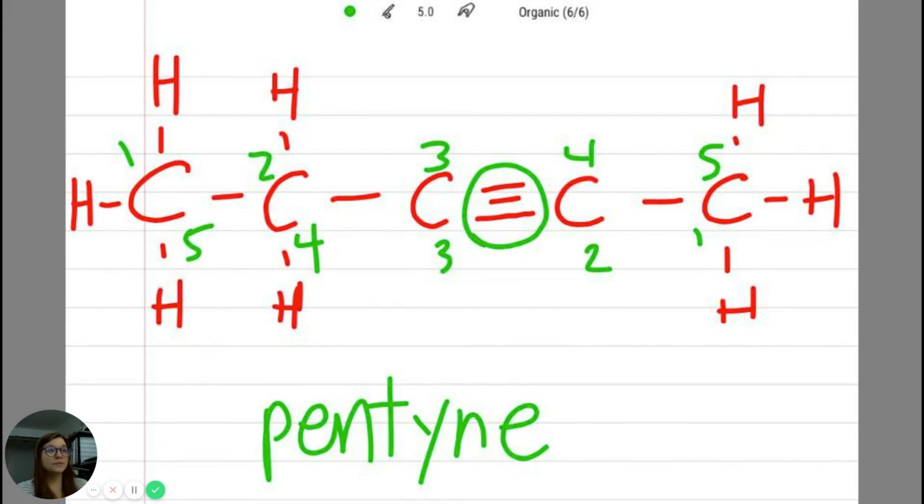Okay, so on my top numbering system, the triple bond came between carbons 3 and 4, and on my lower number system, the triple bond came between carbons 2 and 3. So out of those 4 numbers, I want to assign the lowest number possible, meaning that this molecule is called 2-pentyne. Did you get it? I hope so.